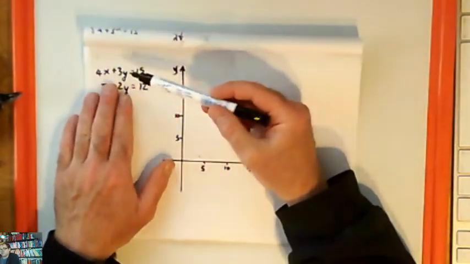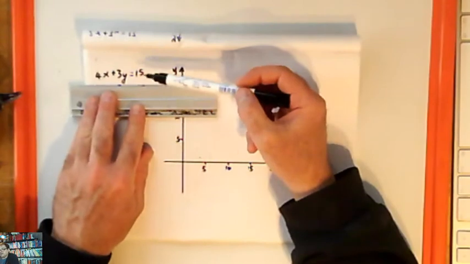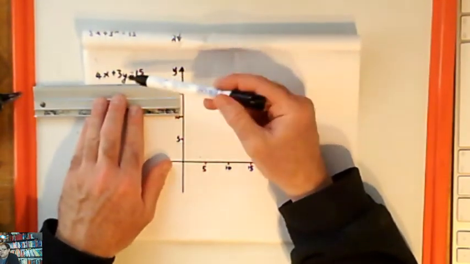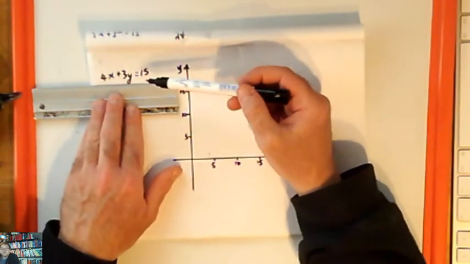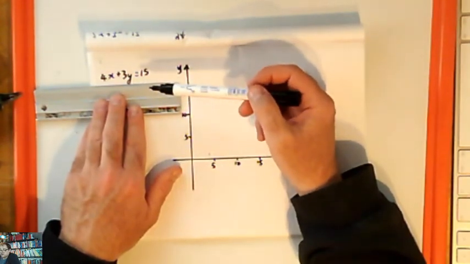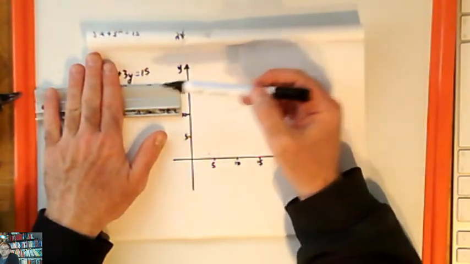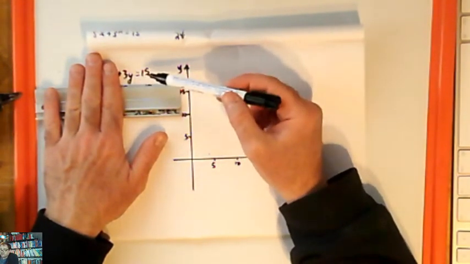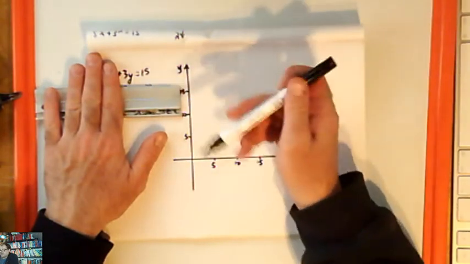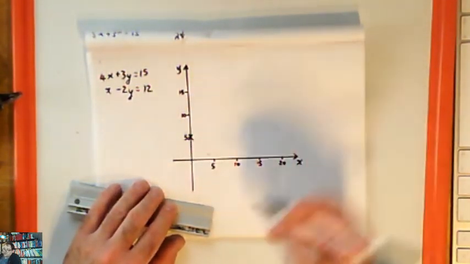So the first equation, 4x plus 3y equals 15. I'm going to think about drawing a line that represents that, and doing that by figuring out what happens when x or y are 0. So when x is 0, the x bit disappears and you get 3y equals 15. So y would have to be 5 to make that balance, so it goes through the point (0, 5).